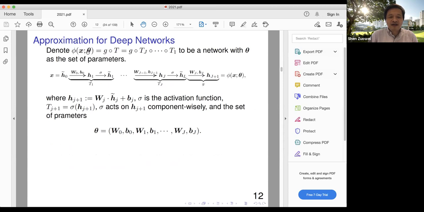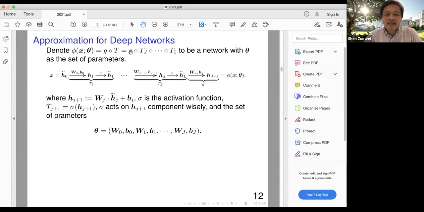You're basically learning a set of parameters. This neural network can be understood as G composed with T. G is called the final layer, and T is the hidden layers. The T can be further decomposed into many, many layers. These are hidden layers. Each T_j is a hidden layer. Each T_j is simple. Each T_j is essentially a composition of two functions.